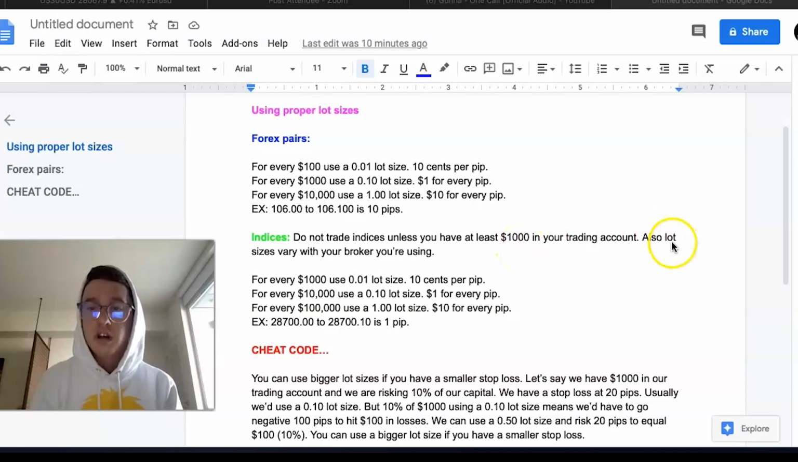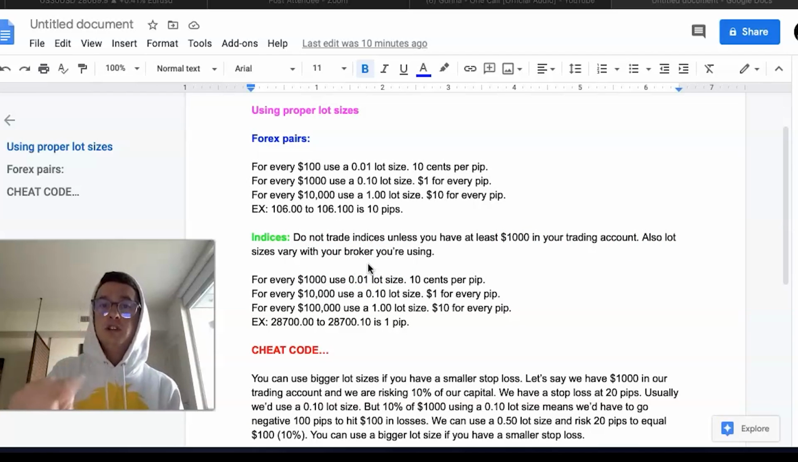Okay, also the lot sizes vary with your broker. I know some brokers, like if I'm using a 0.01 on Hugo's Way or KLT Forex, something like that, on other brokers it might be a 10-cent lot that's the same as a 0.01, or vice versa. It's all dependent upon your broker, so I would literally look into your broker, maybe ask them in an email or in their live chat what the lot sizes are and how they work with that broker.